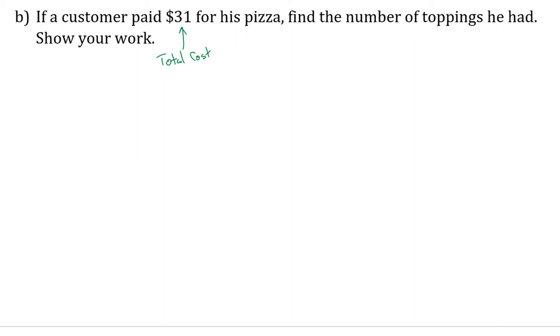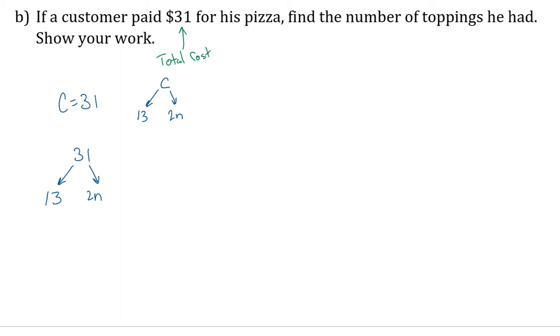So the first thing, if $31 is the total cost, that's telling me C is $31. Okay. Now C is made up of two parts. It's made up of the $13 that's just flat for the pizza, and it's made up of the 2N that is the cost of the toppings, right? And when I add those up, in this case, that has to be $31. So I've got $31 split up into 13 and into 2N.